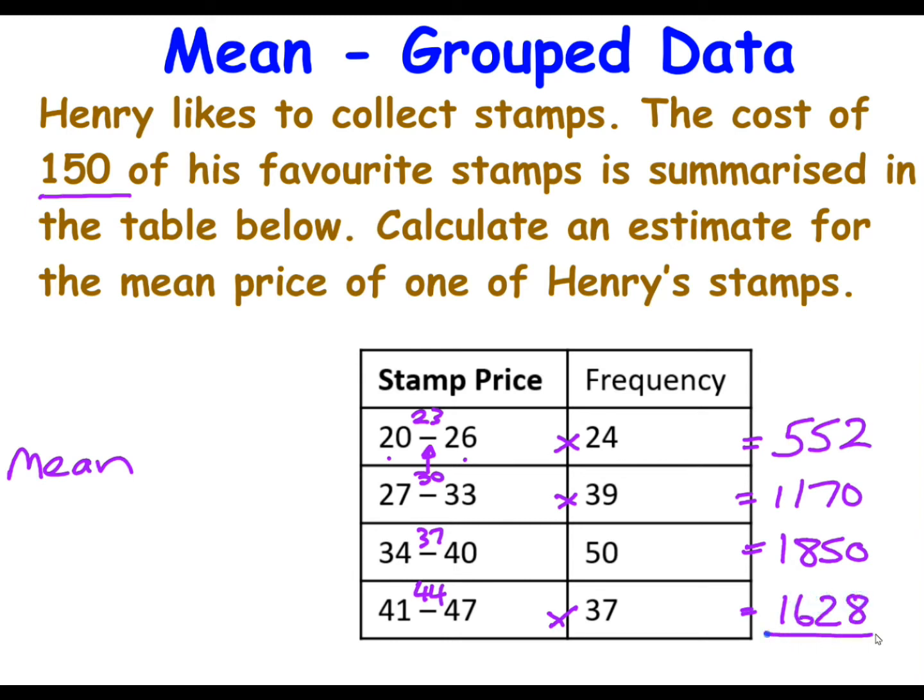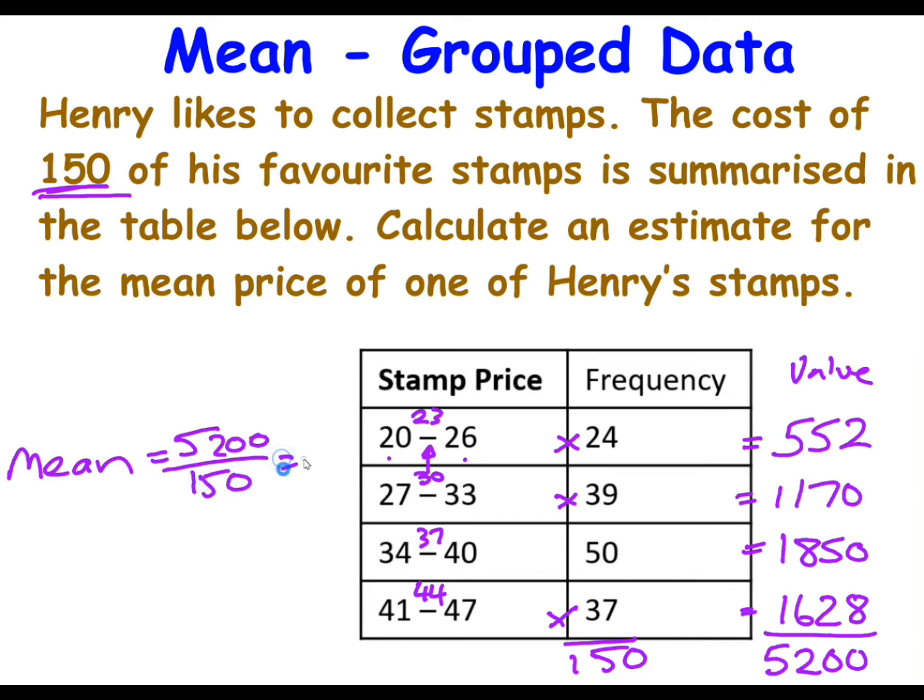1,628 pence. And then you need to find out the total value of the stamps. So add the value of all the stamps, and you get a total of 5,200 pence. Now you know the total frequency because it says here he's got 150 stamps. So the frequency is 150. So in order to calculate the mean, you take the total of your values, which is 5,200, and you divide it by the frequency, 150.